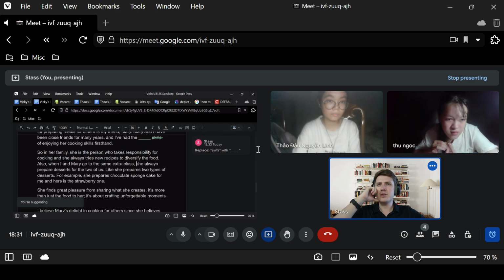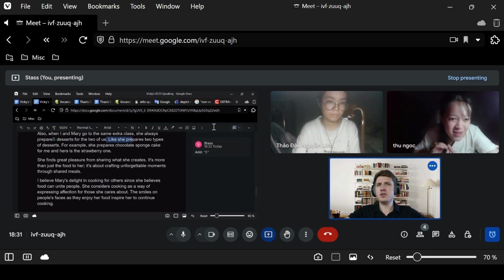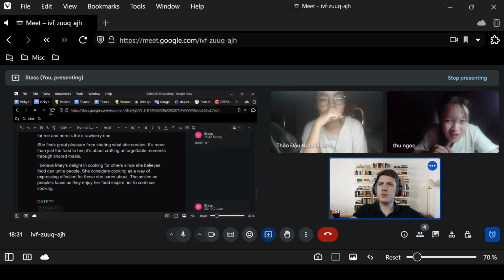So in her family, she's a person who takes responsibility. Very nice. That's when Mary goes to the same extra class. She always prepares desserts for the two of us. She prepares two types of desserts. For example, she prepares a chocolate sponge cake for me, and hers is the strawberry one. Great pleasure.